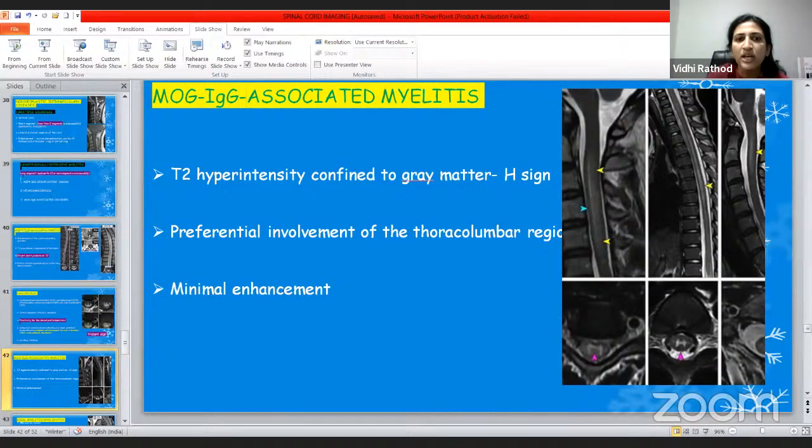Then coming to MOG. In MOG, there is T2 hyperintensity, which is confined characteristically to only the gray matter. So that gives the appearance of H. So it is called an H sign. There's preferential involvement of the thoracolumbar region, and the post-contrast enhancement is only minimal.